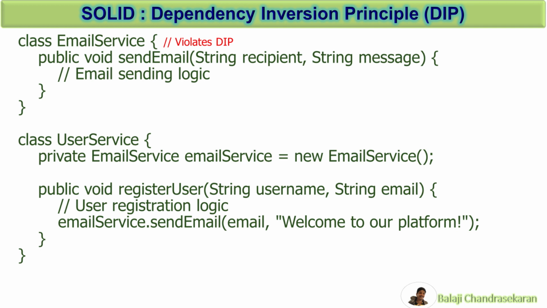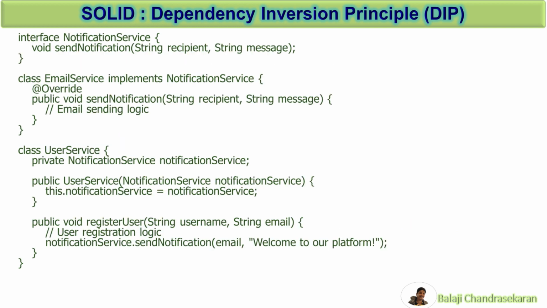To adhere to the dependency inversion principle, we can introduce an abstraction, that is an interface, and inject it as a dependency. Now, the UserService class depends on the NotificationService interface instead of the concrete EmailService class, making it easier to replace EmailService with another implementation. For example, it can be SMSNotificationService or PushNotificationService. It also helps to test the UserService independently.